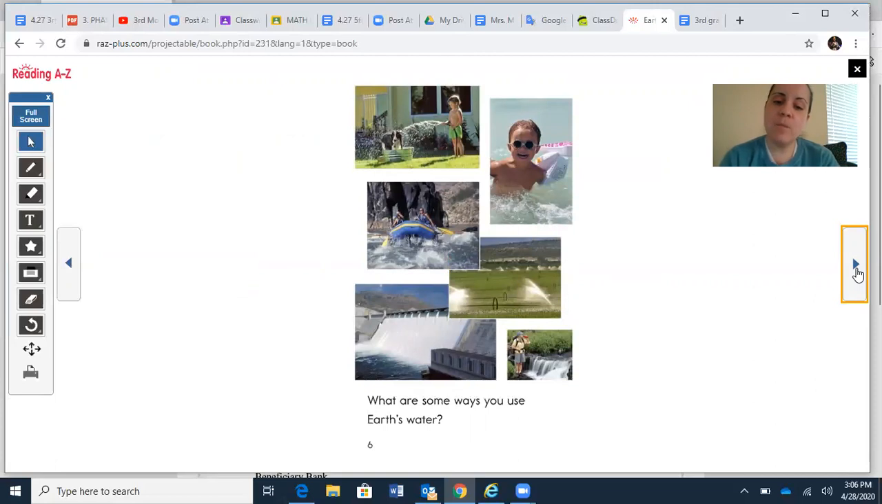What are some ways you use Earth's water? Well, here's some pictures. I see this boy cleaning his dog with water. This boy is swimming in the ocean. This girl is riding on a boat. This water is feeding the crops so that we can have vegetables. This right here is called a dam. And then this person looks like they're hiking and looking at the river.